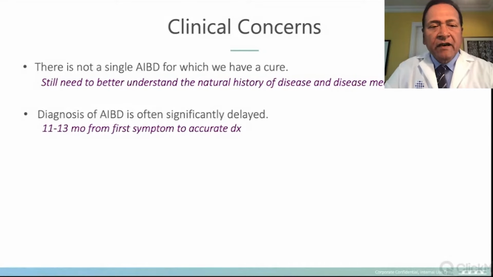The diagnosis of autoimmune blistering disorders is often significantly delayed. Work from our own group, and as also seen by others, is that there's a year or more wait from the development of first symptoms to accurate diagnosis. And so that really reflects a number of factors, including the lack of widespread use of and knowledge about diagnostic tests for these conditions.